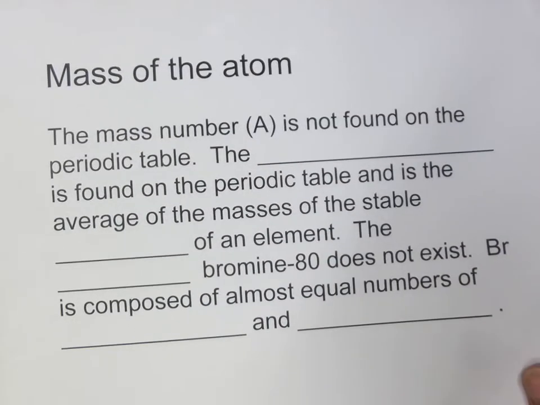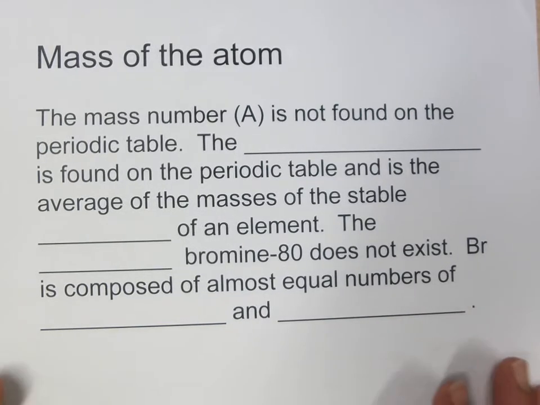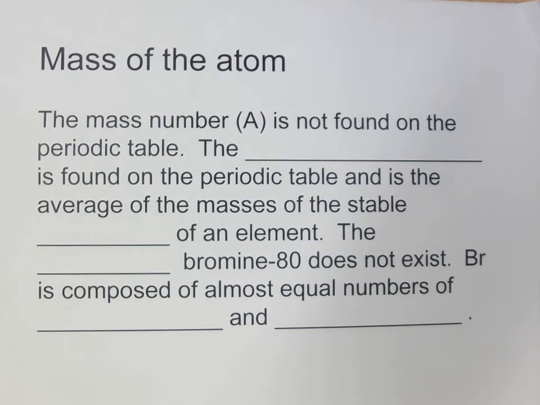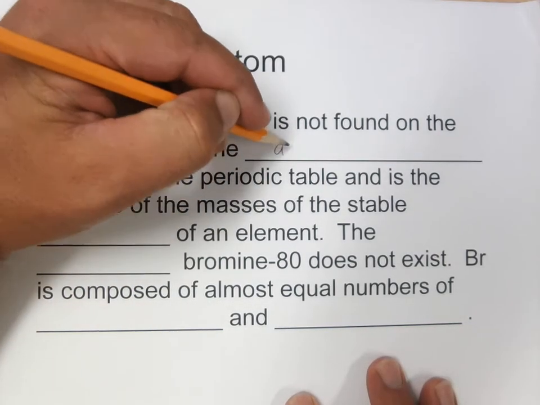So a little more information about mass of the atom. The mass number, A, is its little symbol, is not something that's found on the periodic table. The mass number on the periodic table is actually called average atomic mass, not mass number. So the average atomic mass, and that's the average mass of the atoms of a particular element. It's a weighted average and it's a little more complex. So the thing on the periodic table is an average mass. The thing we're talking about now is the mass number.